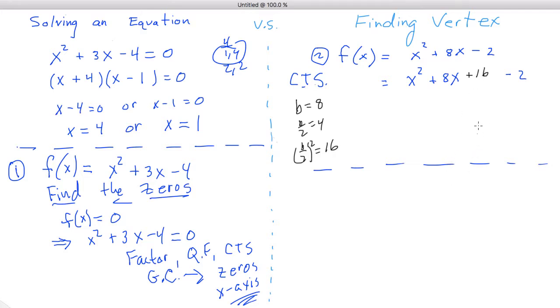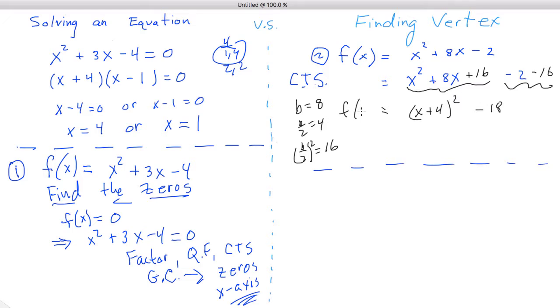Now, if this were an equation, you would write plus 16 on one side, you'd write plus 16 on the other side. This is not an equation. This is a function. So whatever you do to this side of the function, you have to do the opposite to counterbalance what you just did. So if I were to simplify this entire side, the 16 minus 16 would cancel, and you'd only be left with what's in the blue. Then you're going to rewrite this right here as x plus 4 quantity squared, and then you just simplify this right here, which is -18.